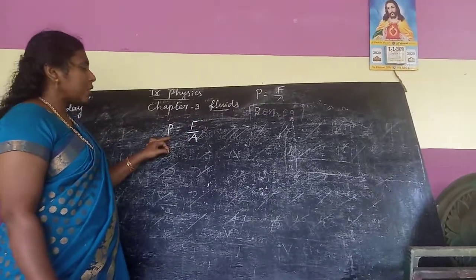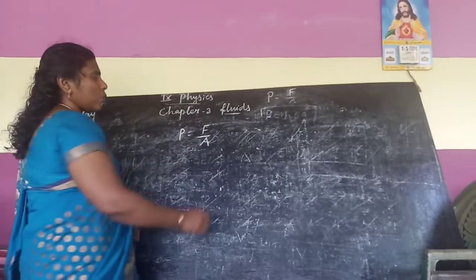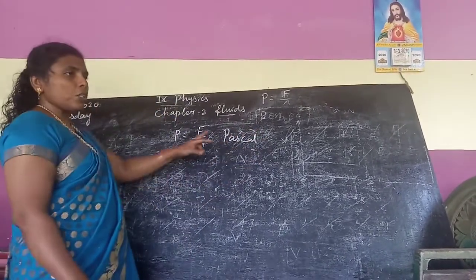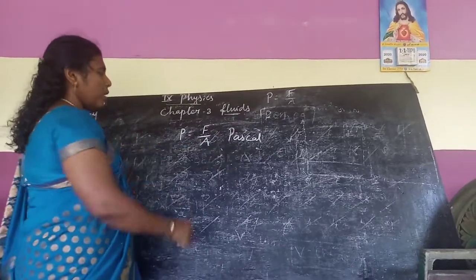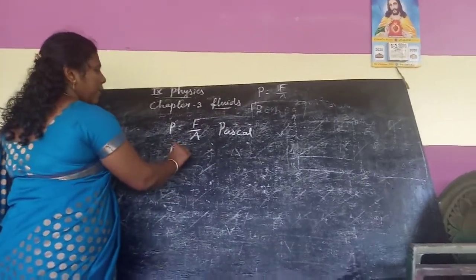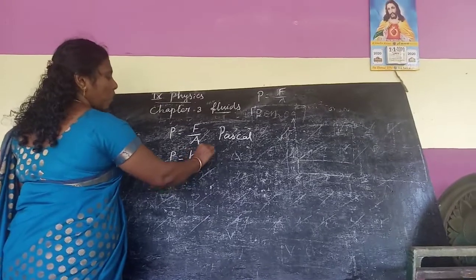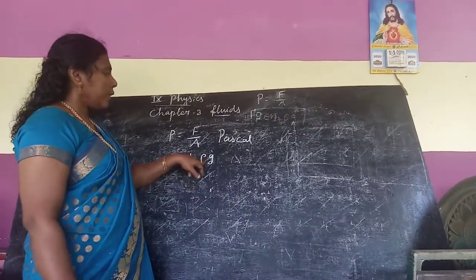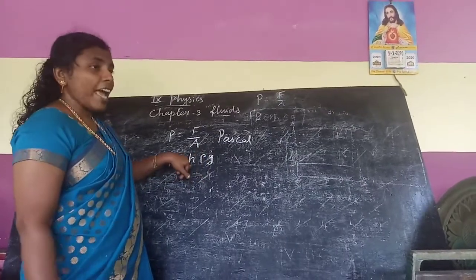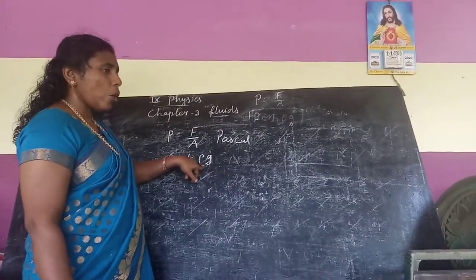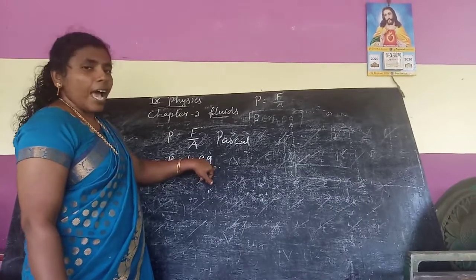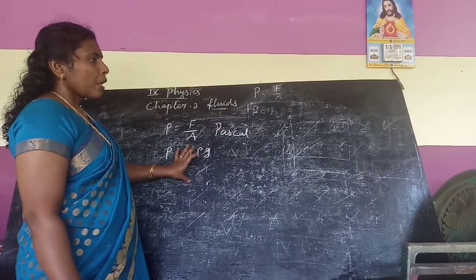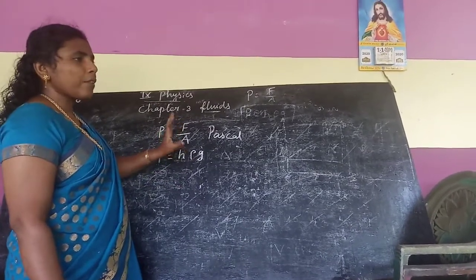What is the unit of pressure? Pascal is the unit of pressure. Another formula you have learned for pressure is P equal to H rho G. What is H? Height of a liquid. What is rho? Density of a liquid. G is acceleration due to gravity. So two formulas are there. By using these formulas, we can do the problem.